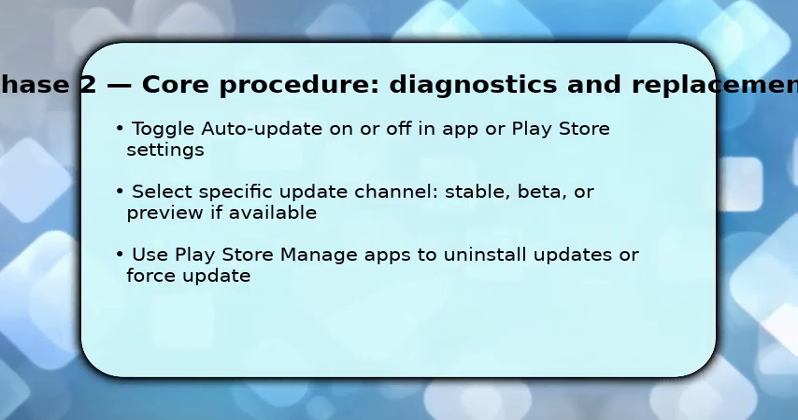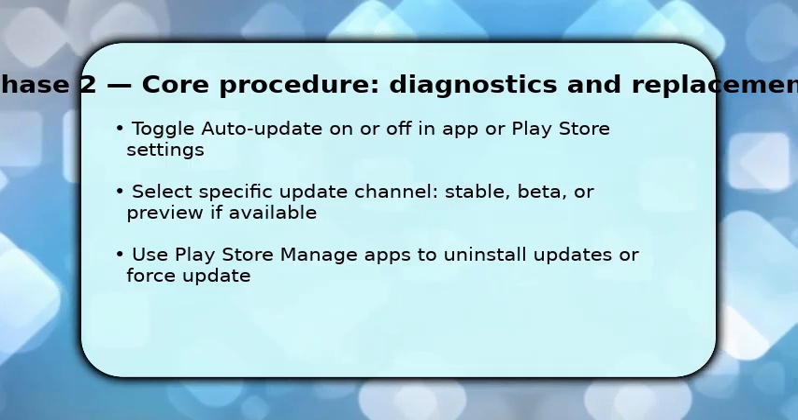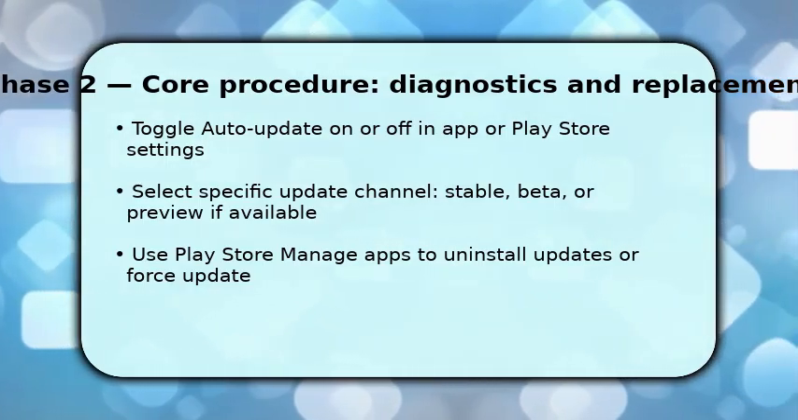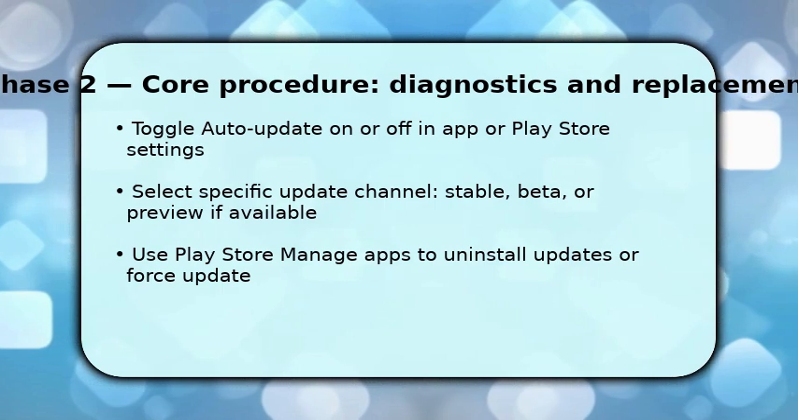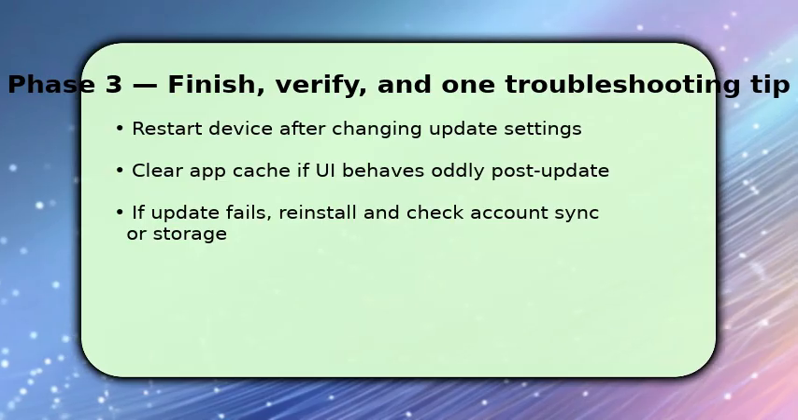To reverse a problematic update, open Play Store, tap Manage Apps YouTube, and choose Uninstall Updates. Once done, you can force a manual update to reapply a clean version. Finish by restarting your device to apply changes and reduce residual glitches.